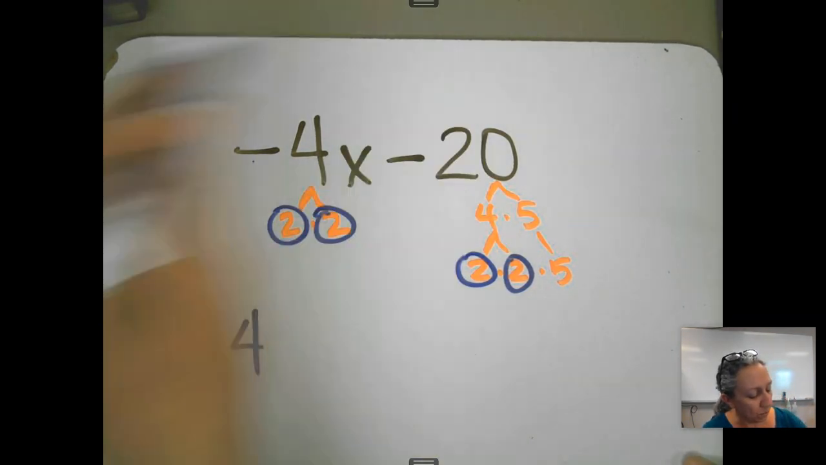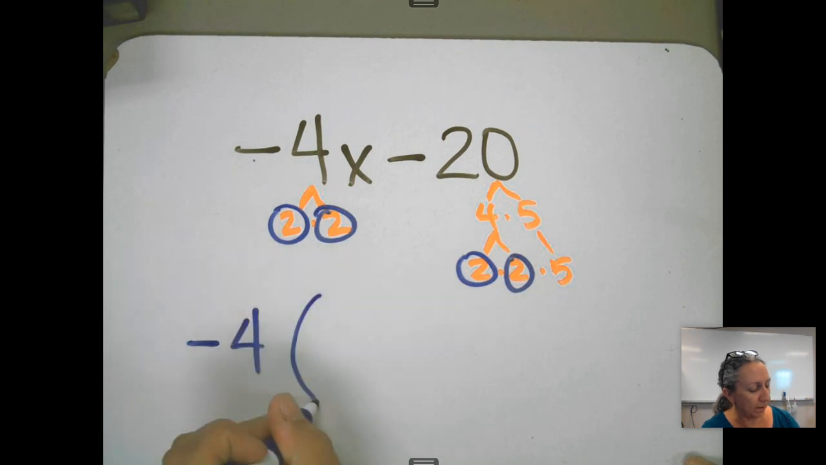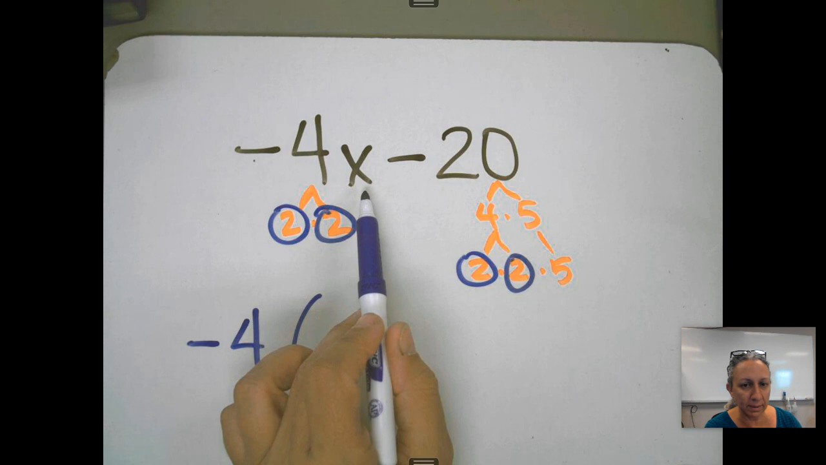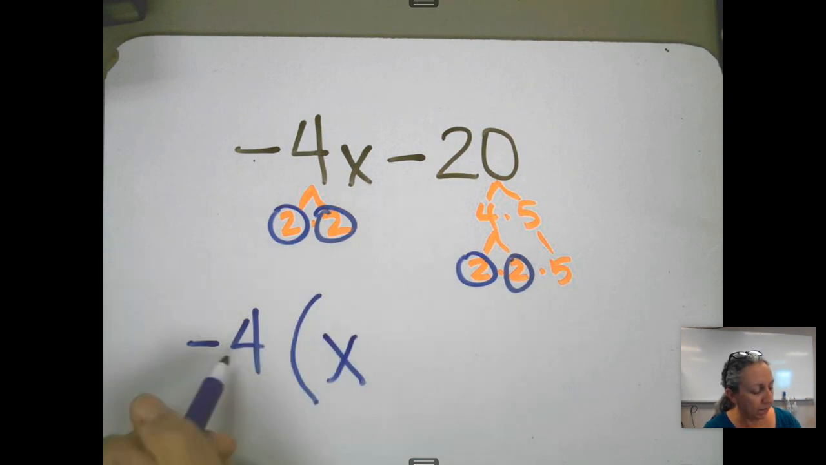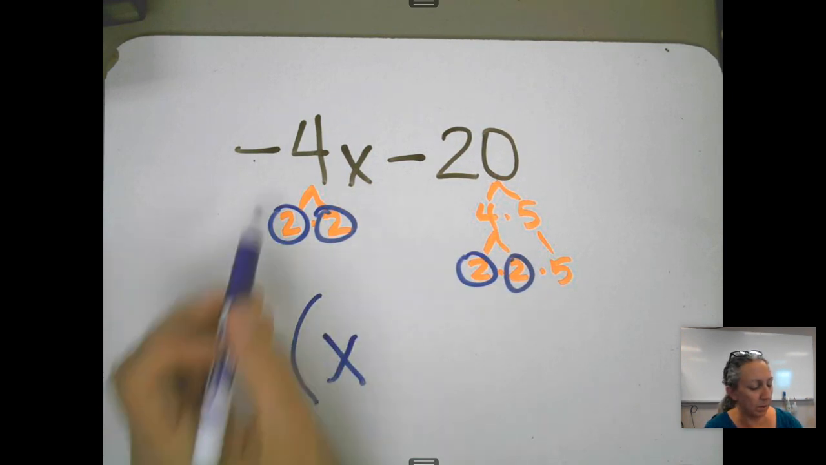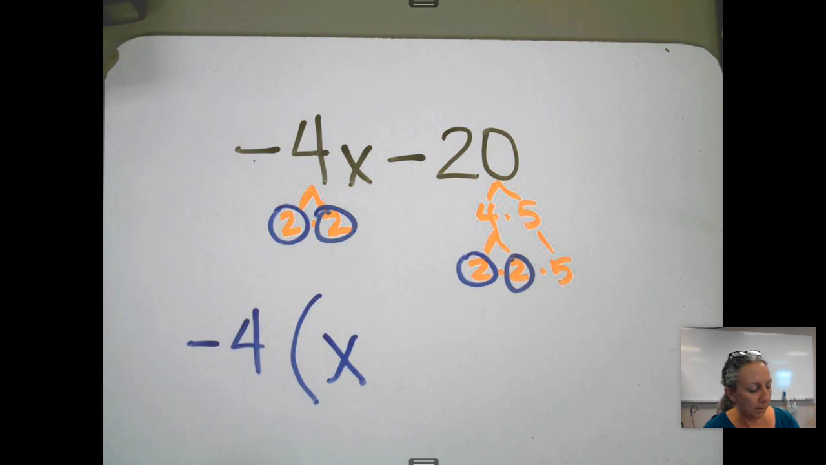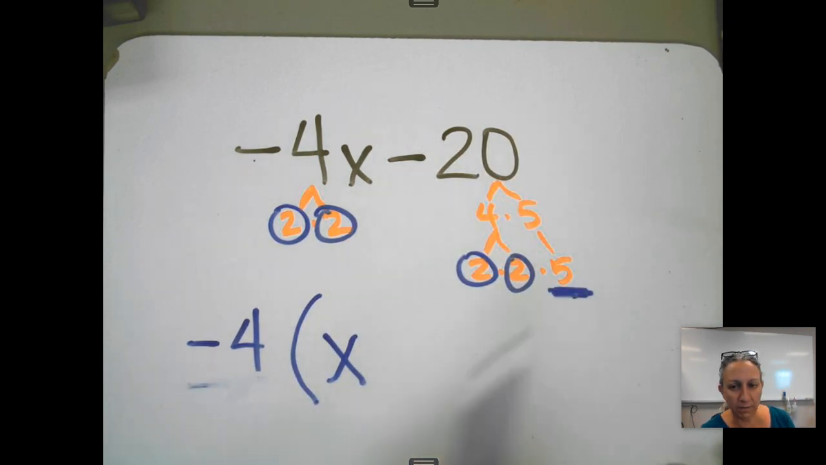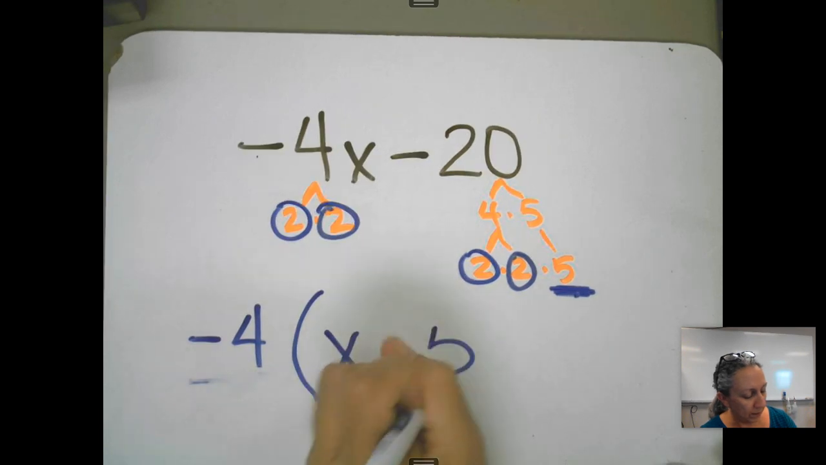So if I suck those 4 out, what do I have left? Well, there's no more factors down here, so I'm just left with the x, right? Because negative 4 times x is going to give me that negative 4x. And then negative 4 times what is going to give me negative 20? Well, I took the 4 out. What am I left with? I'm left with that 5 right there. So I've got a 5.